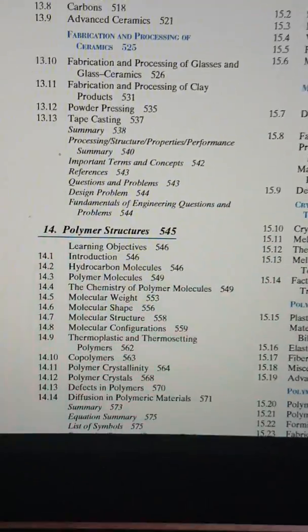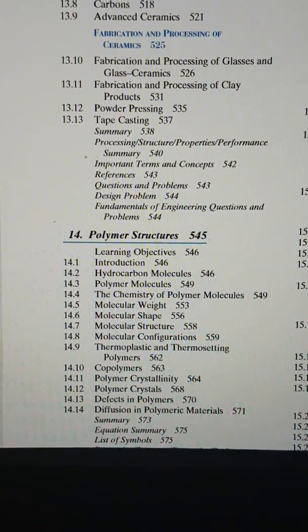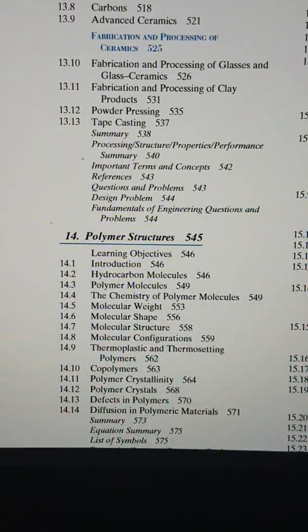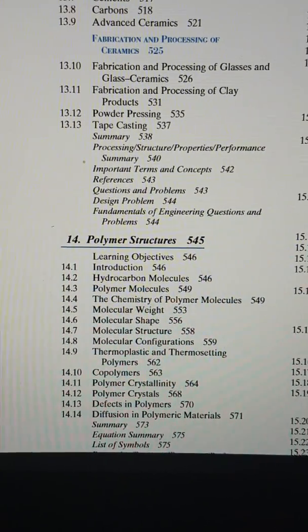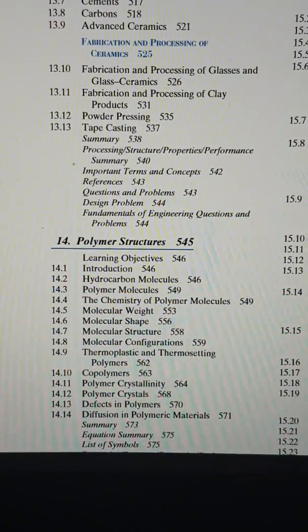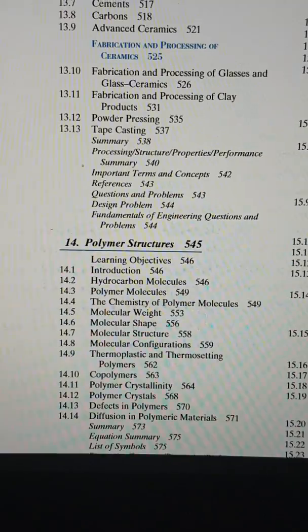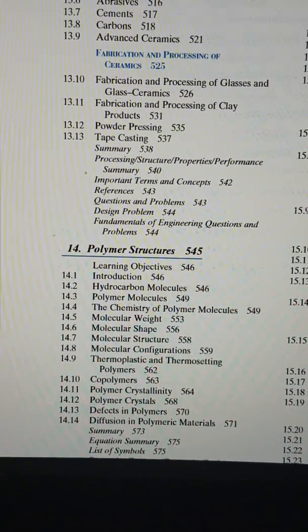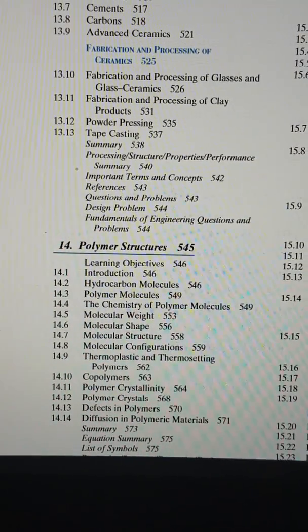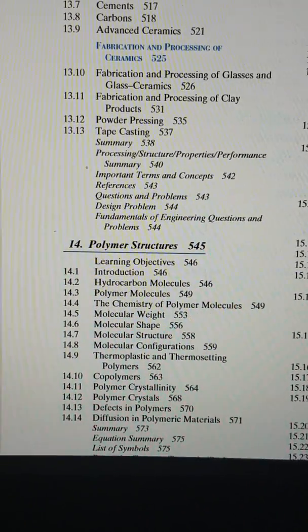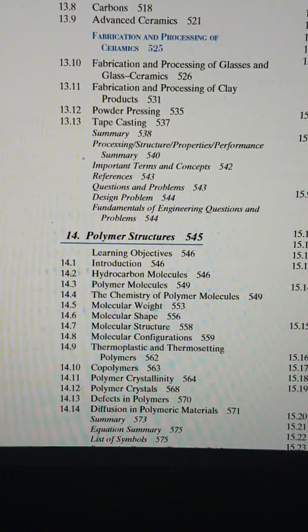And also we're going to cover polymer structures. This is also very important. Rubber, plastic, all these things are polymers. So we're going to start with the hydrocarbon molecules. Here also there is a little bit of chemistry, and the polymer molecules. So we're going to see the chemistry of polymer molecules, the molecular weight, the molecular shapes, molecular structures, molecular configurations, thermoplastic and thermosetting polymers. We're going to see copolymers, polymer crystallinity, polymer crystals, defects in polymers, diffusion in polymeric materials.